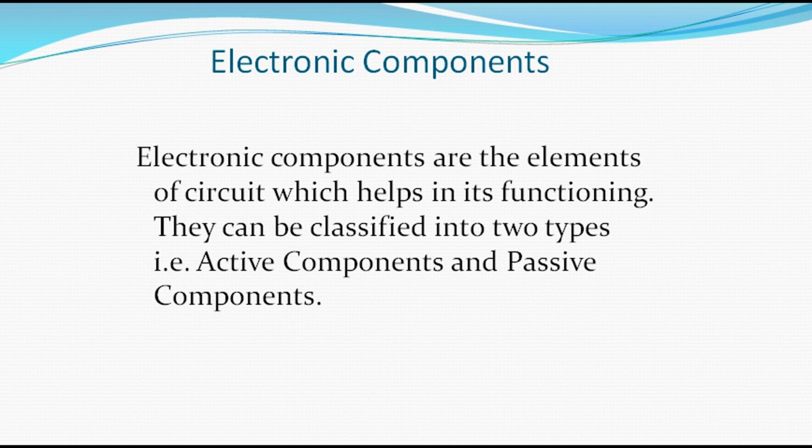Therefore, electronic components are the elements of a circuit which help in its functioning. Without those elements, there will be no electronic device. So that is why I have to define the two types of electronic components. They can be classified into two, that is active component and passive component.